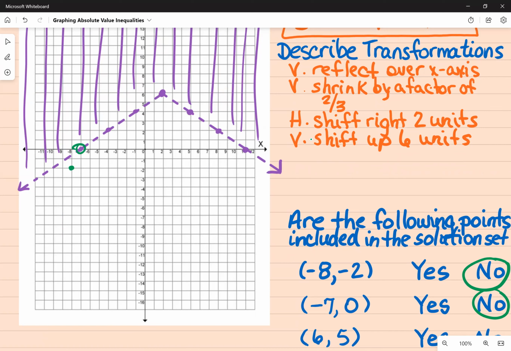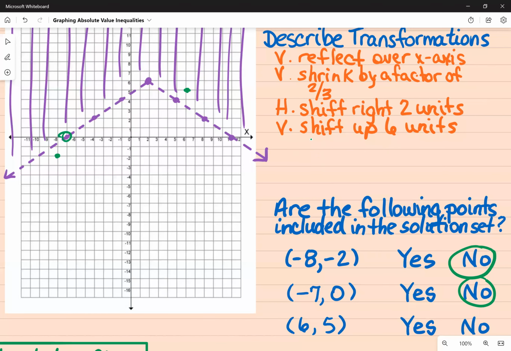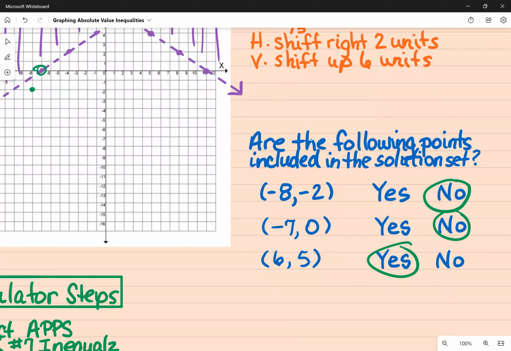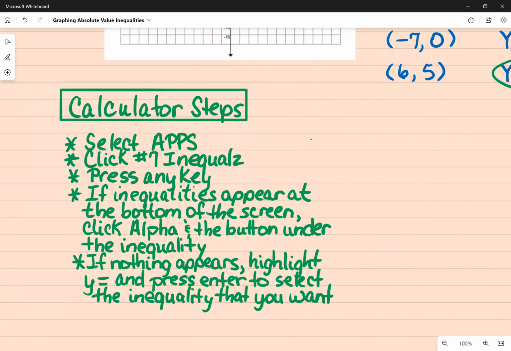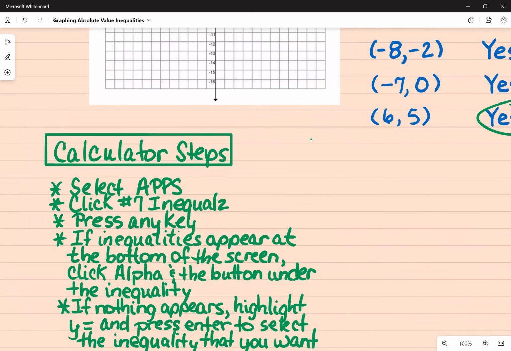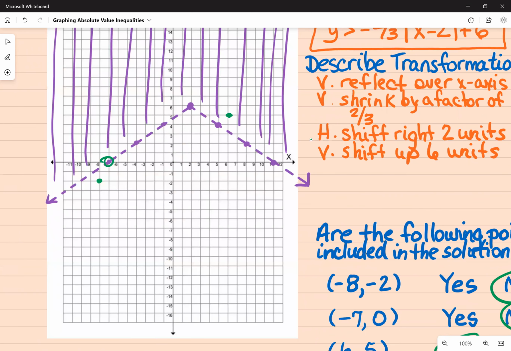(6, 5) falls in the shaded area. So therefore, this actually would be a part of my solution set. Yes. So these are my steps. I'm just going to leave them there for just a minute, and then I'm going to go back and show you how to actually put this in the calculator. You can always just go back and pause that and copy it down.